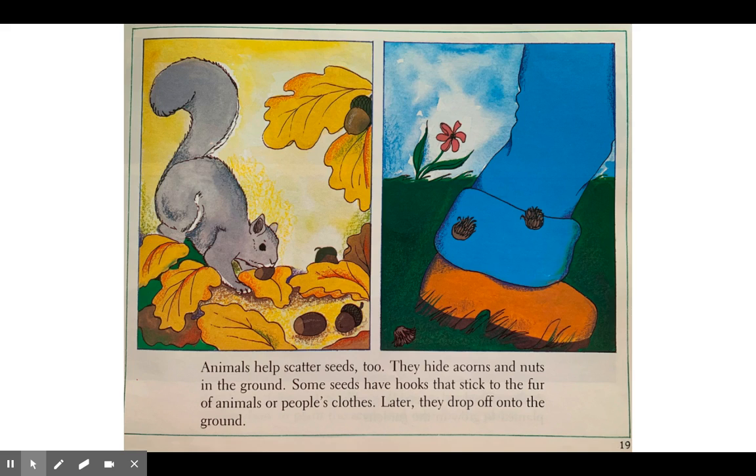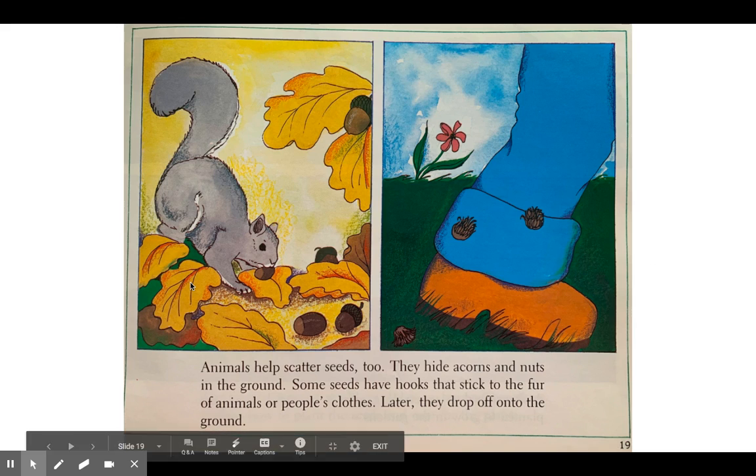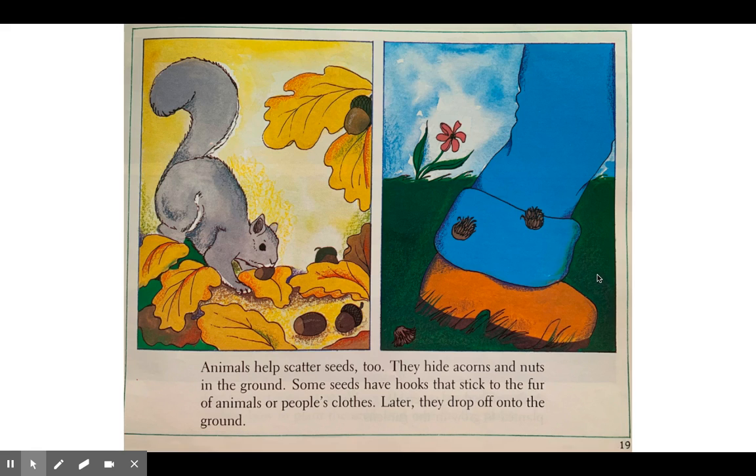Animals help scatter seeds too. They hide acorns and nuts in the ground. Remember that video we watched of squirrels hiding acorns in the ground? Some seeds have hooks that stick to the fur of animals or people's clothes. Later, they drop off onto the ground. Those are the hitchhiker seeds.